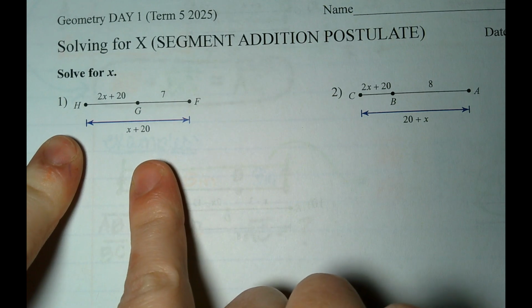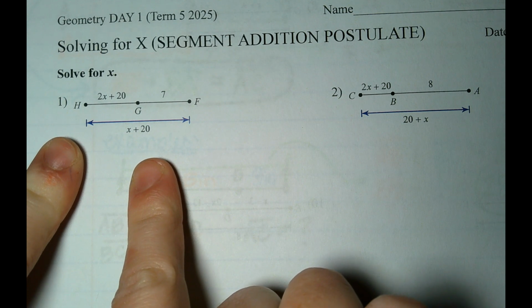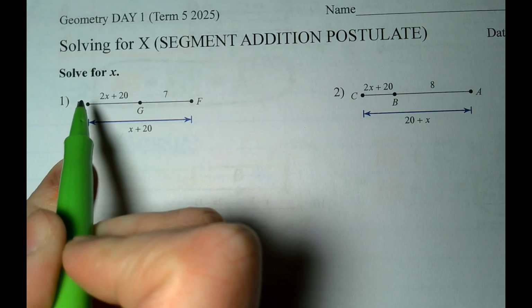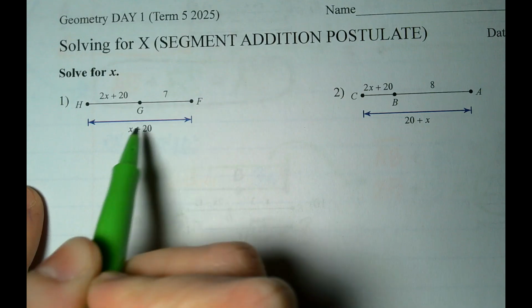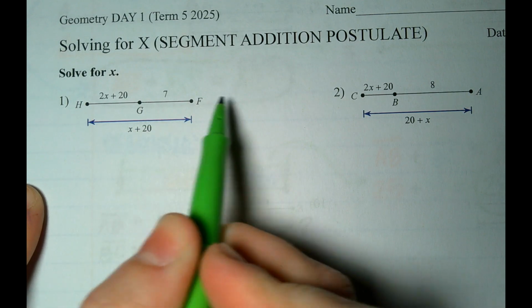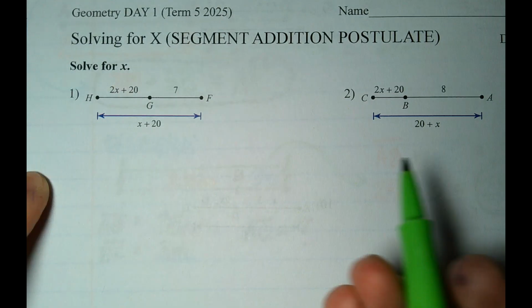Let's ignore the fact that there's a bunch of letters right now. Let's ignore the variables. Don't let them scare you off. Let's just look at the HGF. There's 3 points. There's 2 sections. There's 1 whole big line segment, okay?